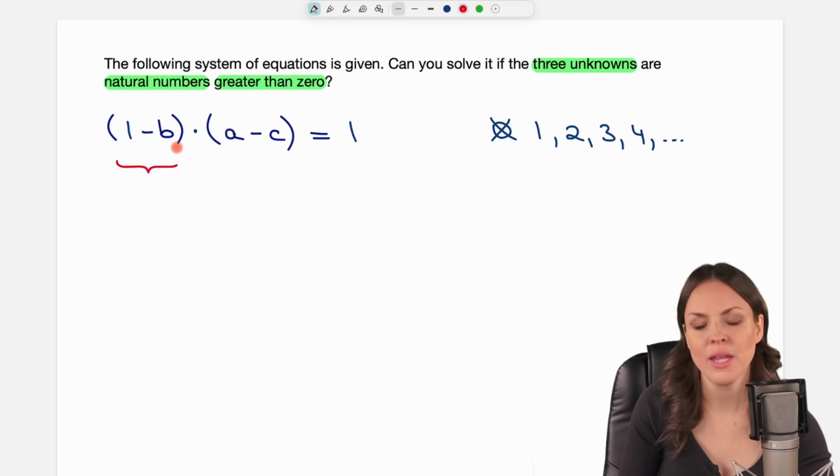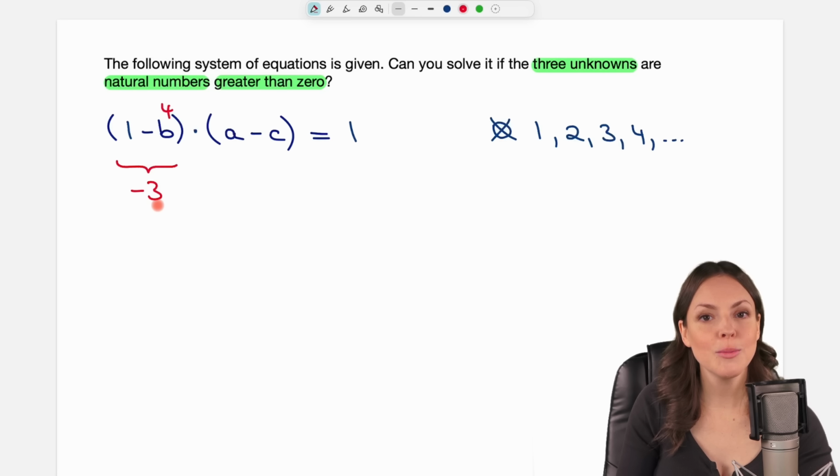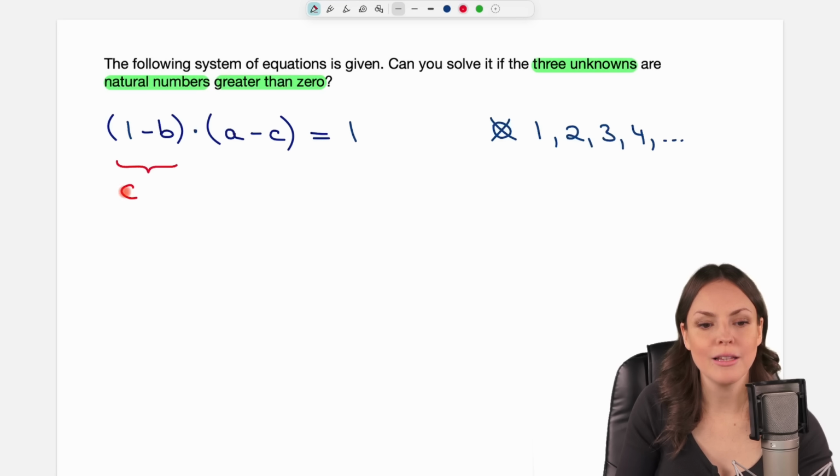What can happen here? Let's say if my b was 4, for example. So b is 4, then I have 1 minus 4 here, which equals -3. So if I subtract a natural number from another natural number, then I can get a negative result, but it's going to be a whole number still. So my element here is always going to be a whole number. So this is going to be element of the whole numbers.